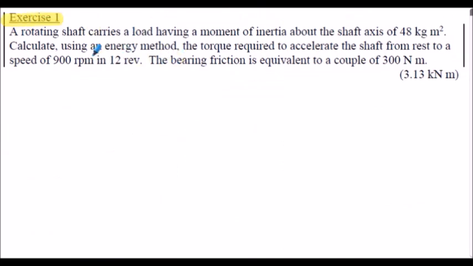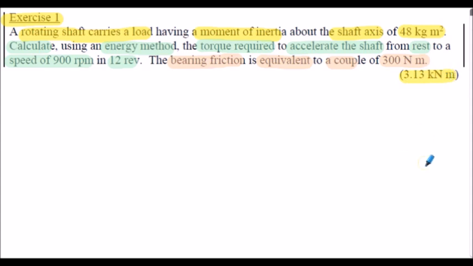Exercise 1. A rotating shaft carries a load having a moment of inertia about the shaft axis of 48 kilogram meters squared. We're asked to calculate, using an energy method, the torque required to accelerate the shaft from rest to a speed of 900 revs per minute in 12 revolutions. There's a constant bearing friction that's equivalent to a couple of 300 Newton meters. Answer stated in the bracket here.